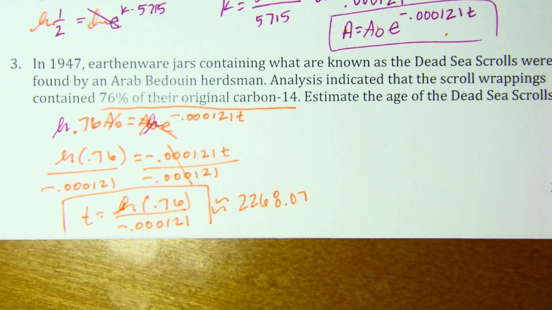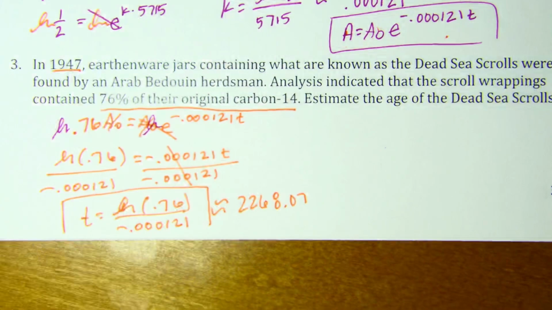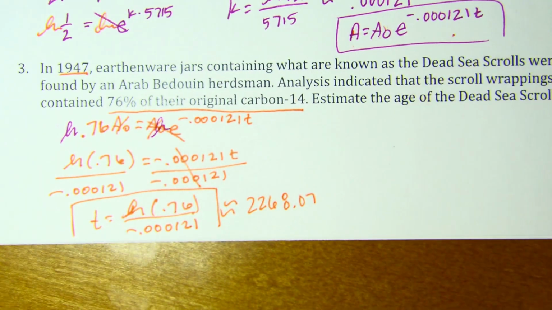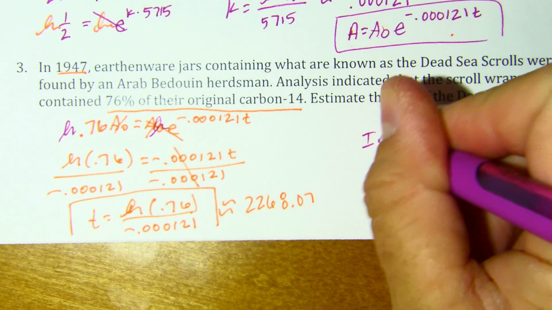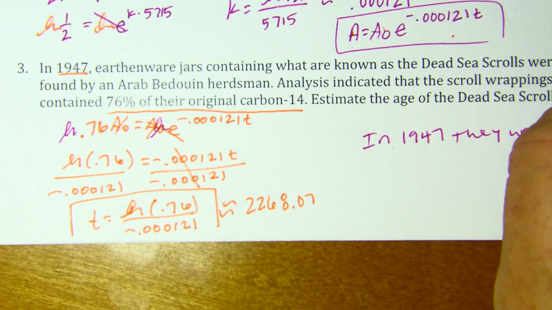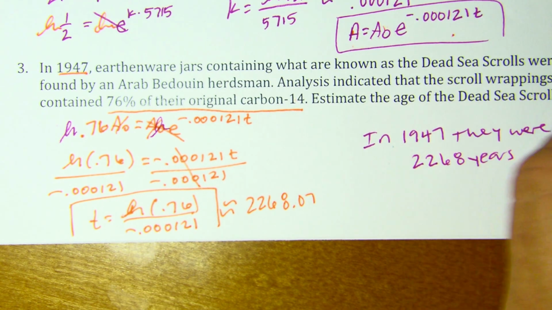So that doesn't tell us what year, but it says estimate the age of the Dead Sea Scrolls. And it says that they were found in 1947 with 76% of the original carbon-14. So what we could say then is that in 1947, they were 2,268 years old.